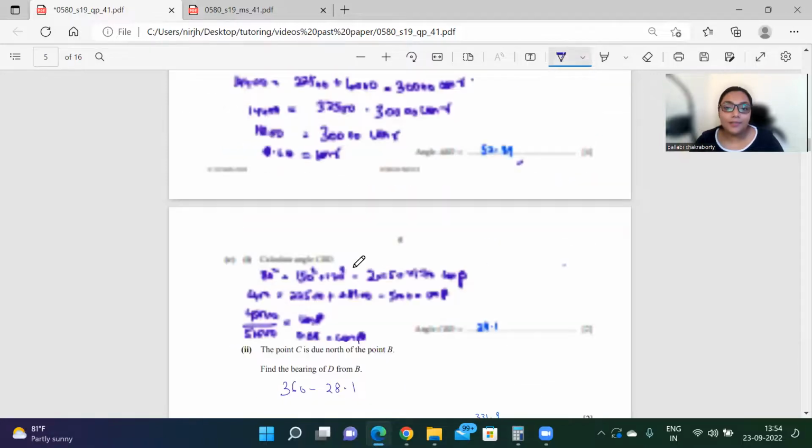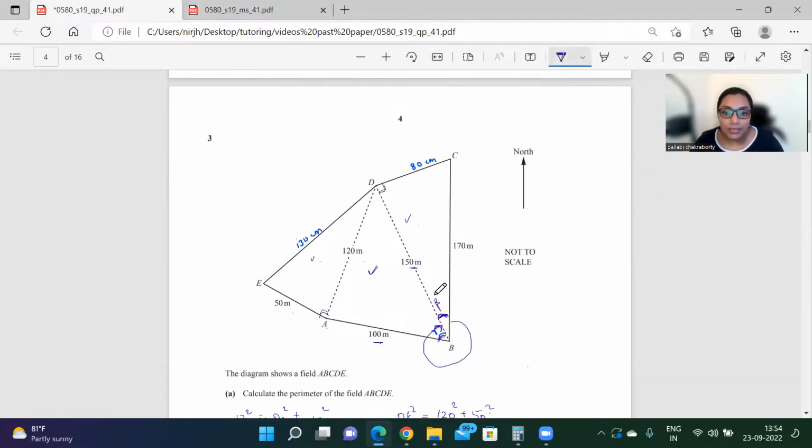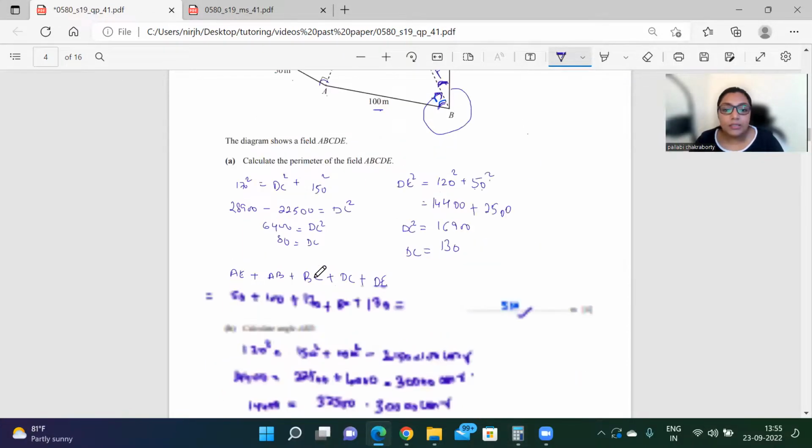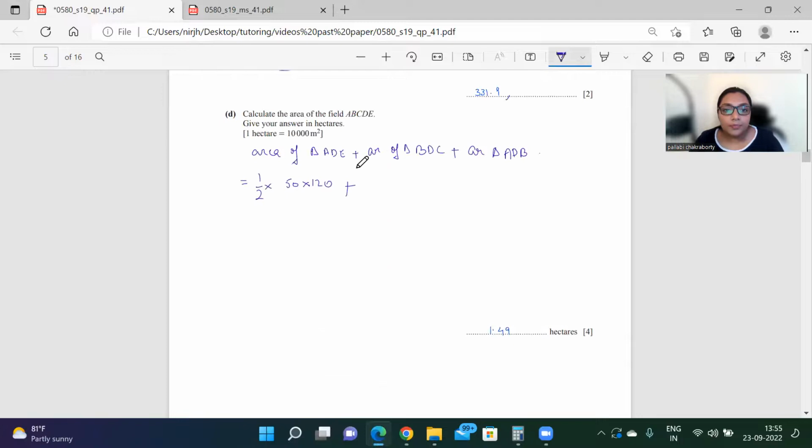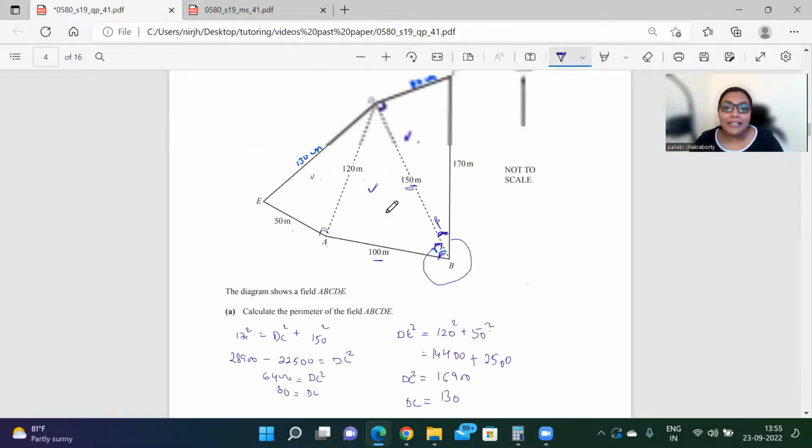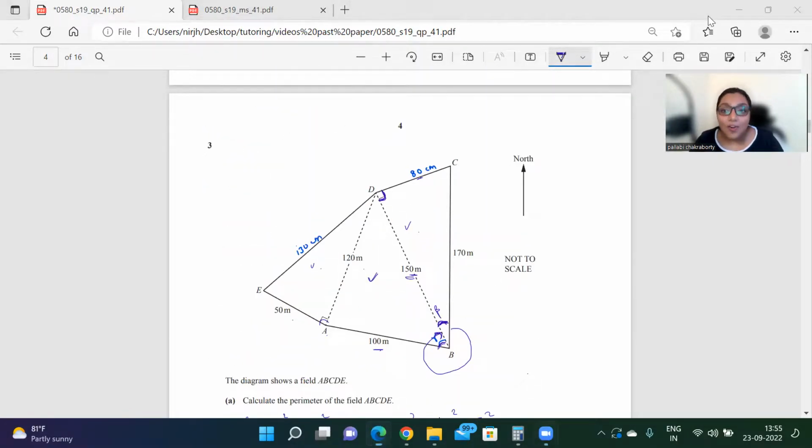Then we have area of triangle BDC, which is half times, now look at this, this is the right angle. So that means this is the height and this is the base. So 150 times 80. So this comes out to be half times 150 times 80. And then you have the area of triangle ADB. Now, how do we solve that?